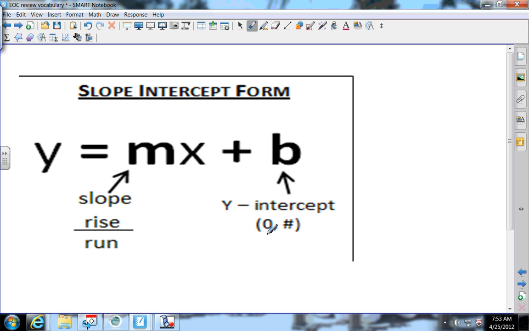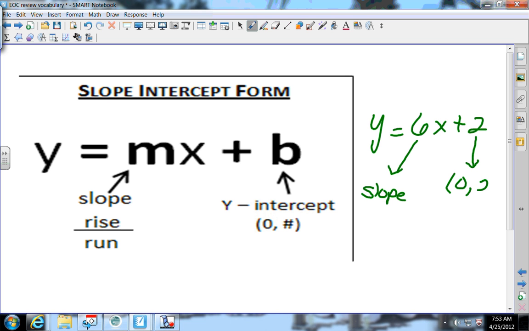Okay, so no, they didn't put 0 in B. What they did was they put 0 and a number. So, for example, if we have y equals 6x plus 2, first off, here is my slope. This 2, written as the y-intercept, is (0, 2). Remember we talked about some of those test questions, make sure that you understand that the y-intercept is written with the x as 0. It's always 0 and some number.